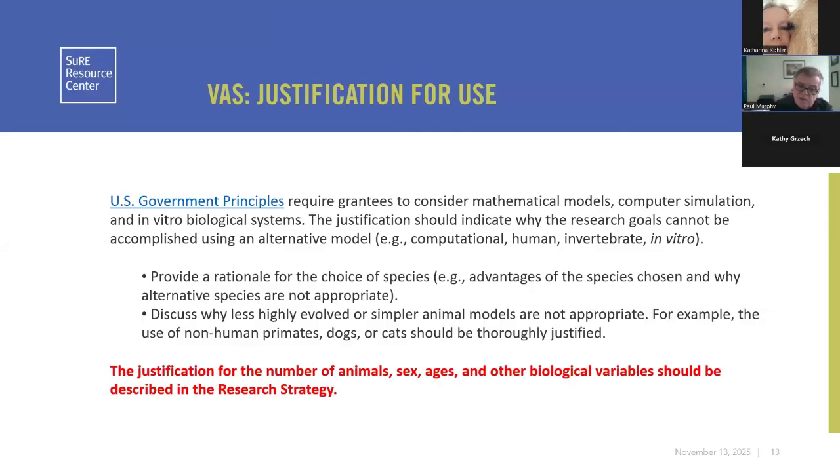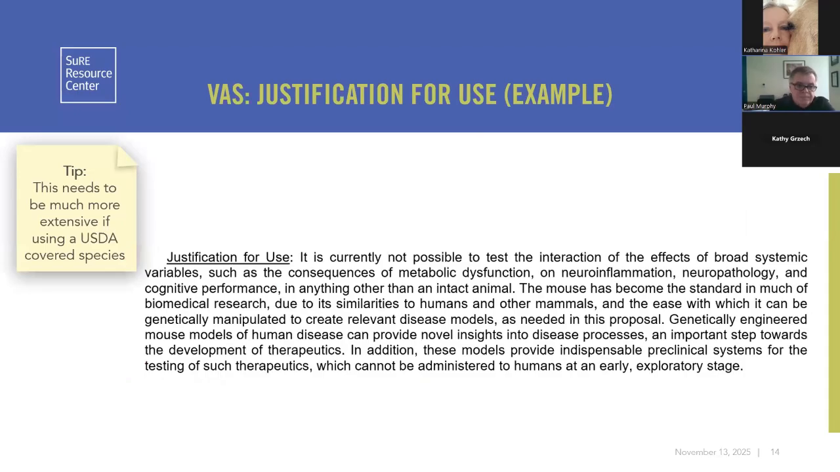So the justification for the number for animal sex, ages, and other biological variables has to be described here along with your justification for use. Now, a lot of times the justification for use can be relatively straightforward. If you're using mice or rats, because they're not covered by the Animal Welfare Act, they're not what's considered a USDA covered species, the justification is generally the bar is a little bit lower for those.